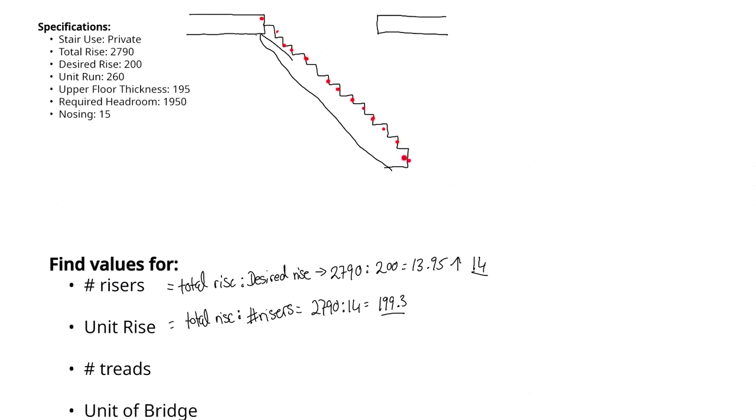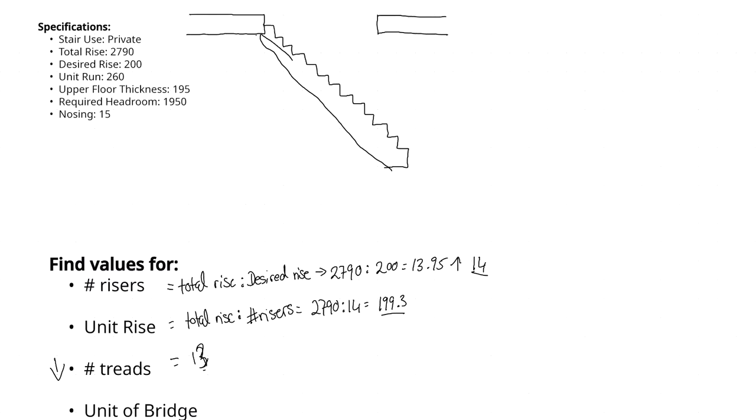Wonderful. Now, the amount of treads, as you can see, we start with a riser and we end with a riser, which means we always have one tread less than risers. So I like to put a little arrow here.